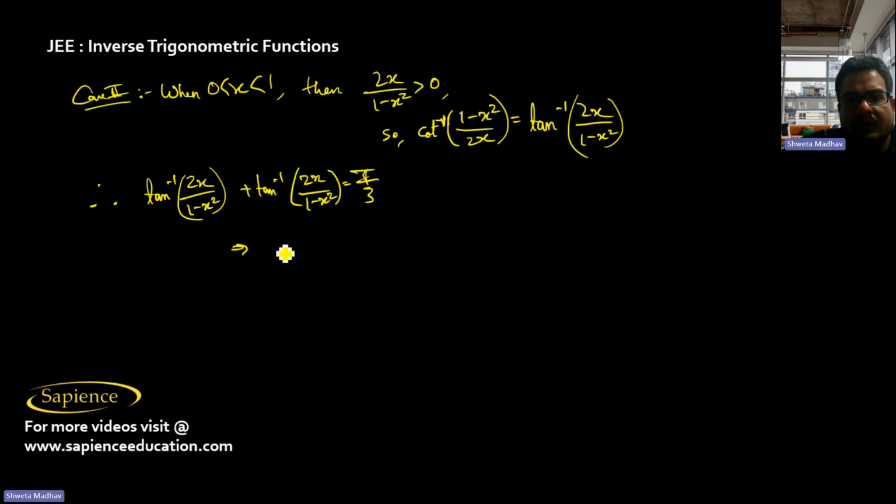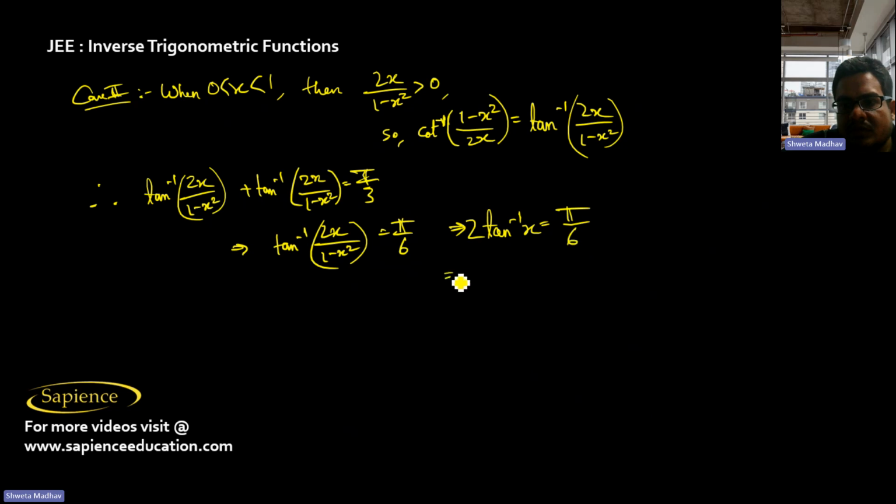So therefore you can say tan inverse of 2x by 1 minus x square is nothing but pi by 6, since this you can write as 2 tan inverse x. So similarly, this thing we can write as 2 tan inverse x, that is equal to pi by 6. So it means tan inverse x is equal to pi by 12. So now tan pi by 12, how to find?